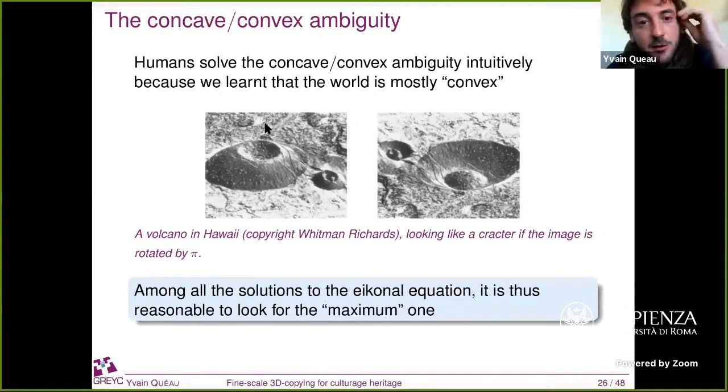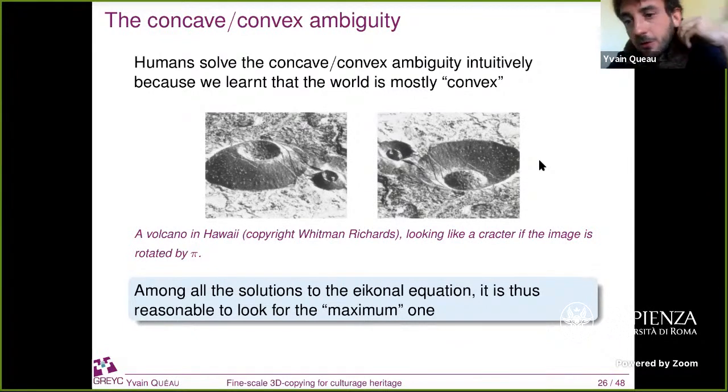For instance, if you look at these well-known photos of the volcano in Hawaii, on the left is the actual photo, it's a volcano. Now, if I rotate the photograph by 180 degrees, I get the image on the right. It could be a crater, but my brain tells me the image on the left is much more likely than the image on the right. And it's because I'm just more used to seeing convex shapes.